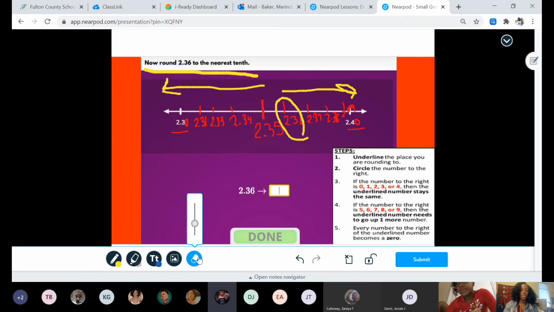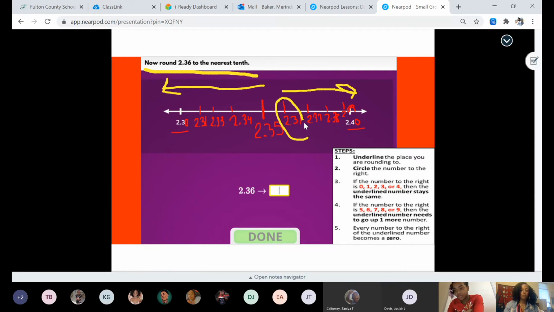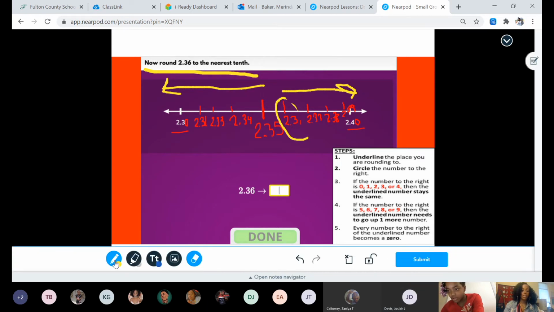Go ahead. Put your predictions in the chat. Is 2 and 3600s going to round to 2 and 4000s or 2 and 3000s?